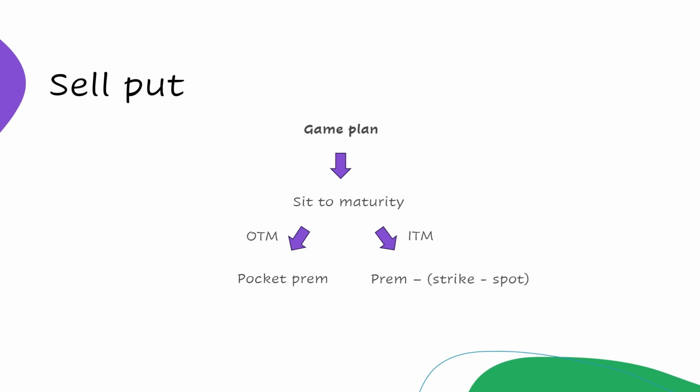If the put option is a physical settling option, then the put seller will buy the underlying at the put strike price. Effectively, the put seller receives put premium at the beginning of the trade. If the underlying drops below the put strike level, the put seller will buy the underlying at the put strike.